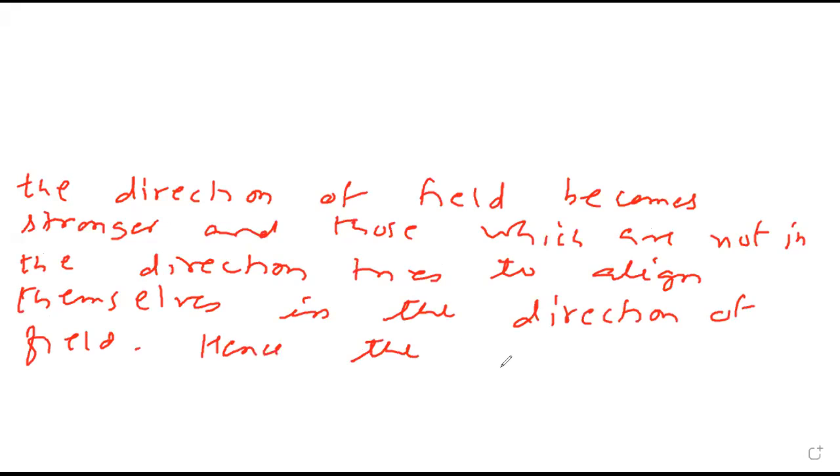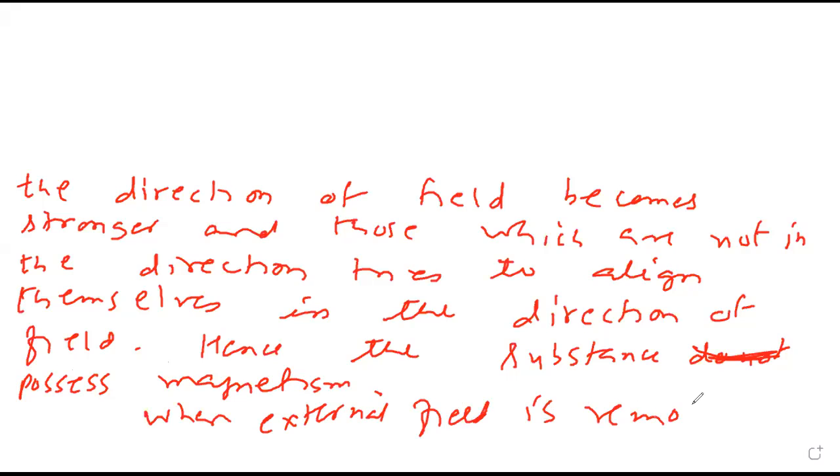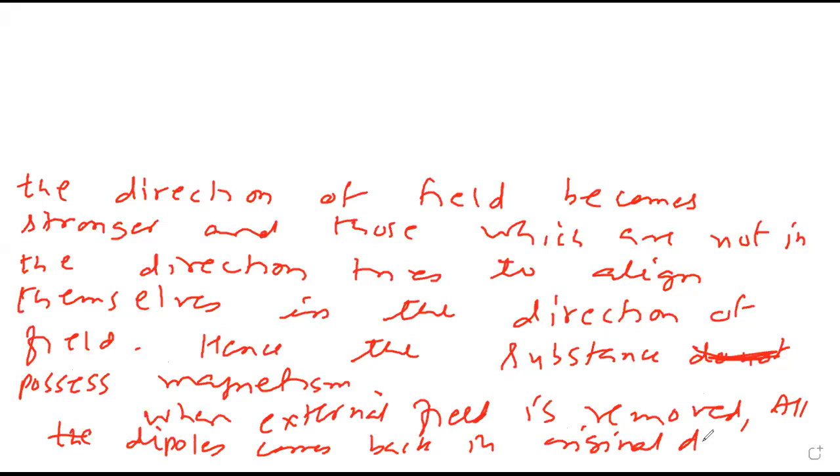Hence, the substance possesses magnetism. When the external field is removed, all the dipoles come back in the original direction. Hence, they lose magnetism.